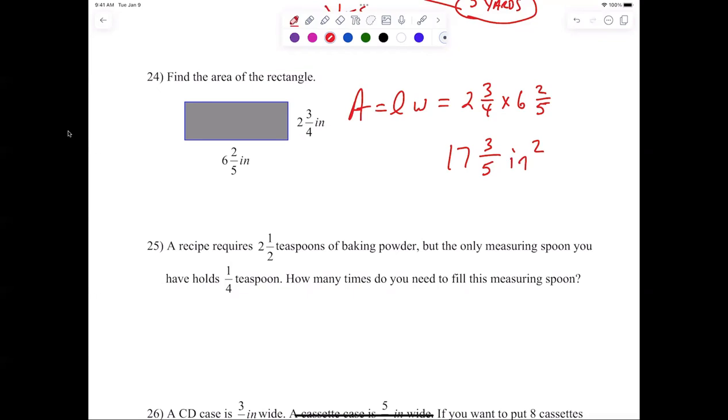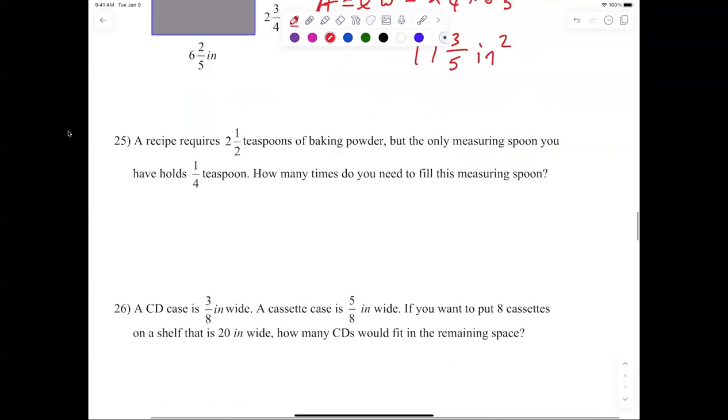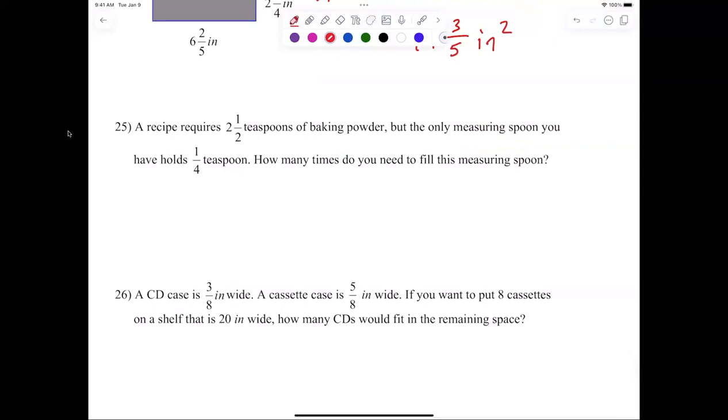All right, 25. Let me hear from someone else today. A recipe requires 2.5 teaspoons of baking powder, but the only measuring spoon you have holds 1/4 teaspoon. How many times do you need to fill this measuring spoon? What do you have to do for that? Don't help him. Have to divide two and 1/2. Very nice. You guys are doing really good. 2.5 divided by 1/4. Tell me what that is.